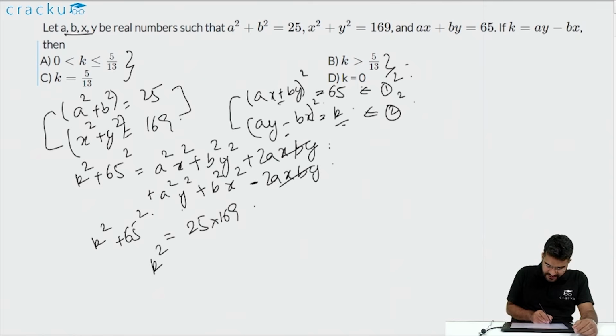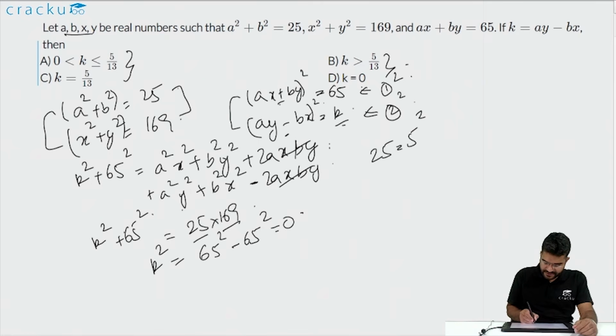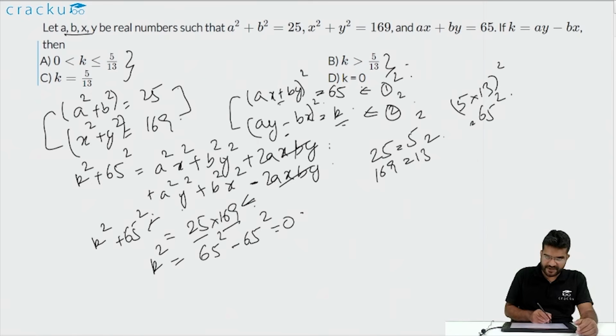So k square is equal to 25 into 169 minus 65 square, which is equal to 0. Why is 25 into 169 equal to 65 square? Because 25 is equal to 5 square and 169 is equal to 13 square. So if you multiply both of them, it will be 5 into 13 whole square, which is equal to 65 square. You can either calculate both of them individually and subtract them. You will get the same answer, which is that k square is equal to 0, or k is equal to 0. So the correct answer is option D, which is 0.